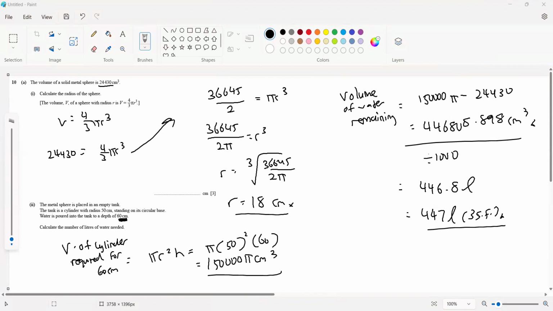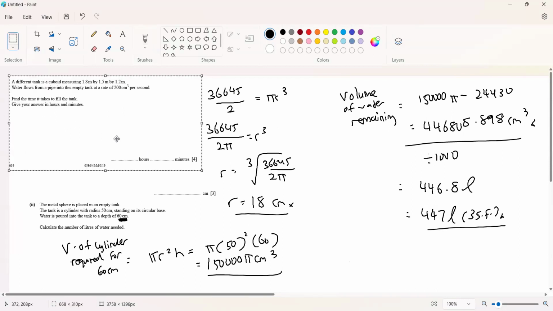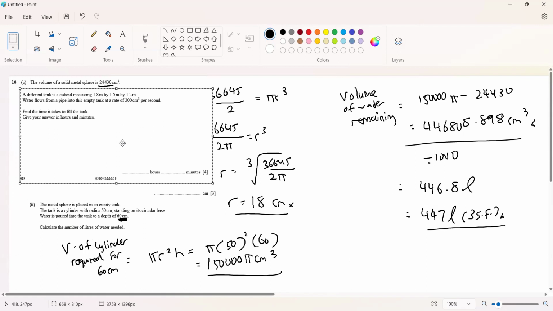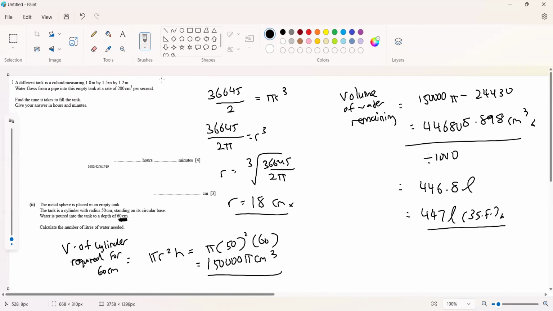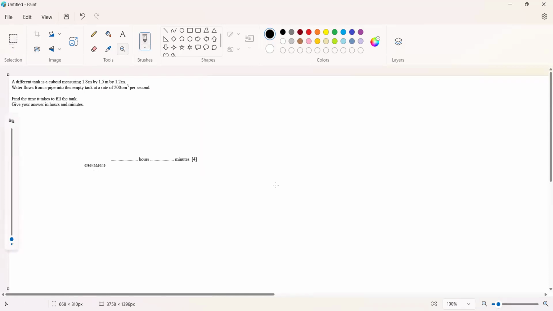So the last one is part C, B. So a different tank is a cuboid measured 1.8, 1.5, 1.2. Water flows from a pipe into this empty tank at the rate of 200 cm cubed per second. Find the time taken. So this is actually not relevant to the previous question. So we can just continue afresh.